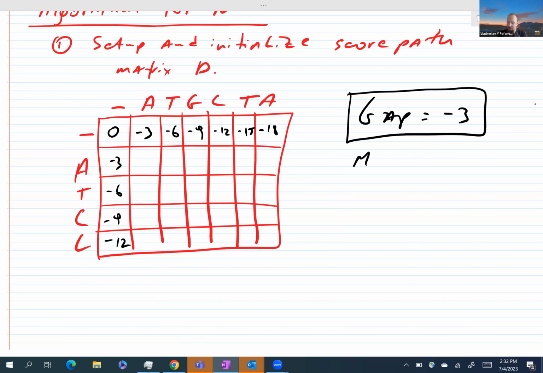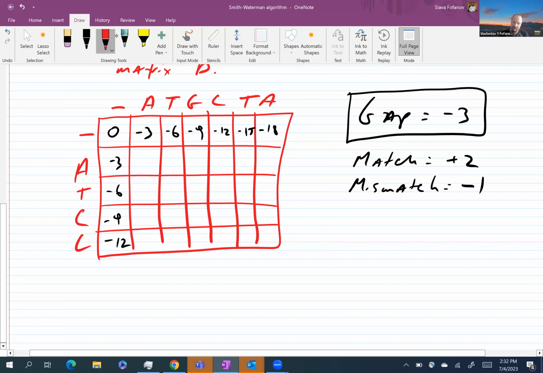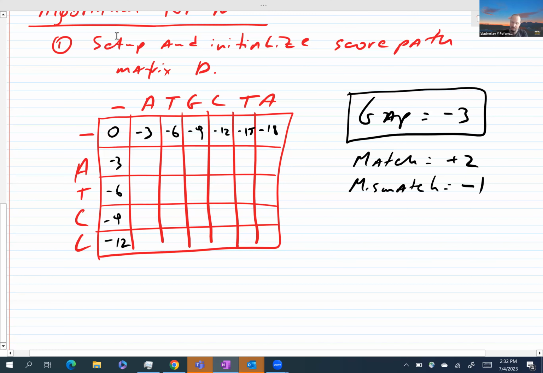Then the match and mismatch score, let's say, is going to be +2 every time we have two characters match, and let's say -1 every time we have two characters mismatch, right? So we've set up the default path, nothing but gaps. This is not the path that we're going to end up using at the very end, but it is something that is useful for us to get started.